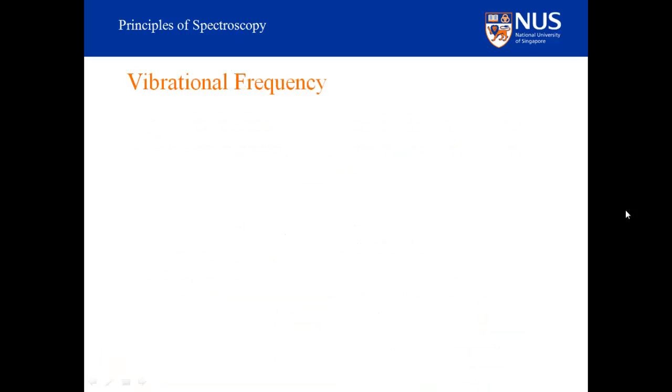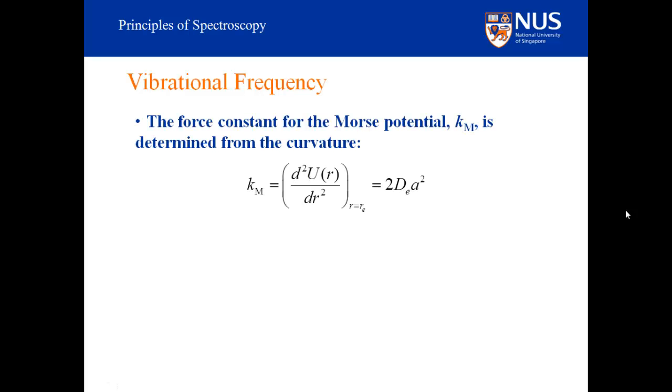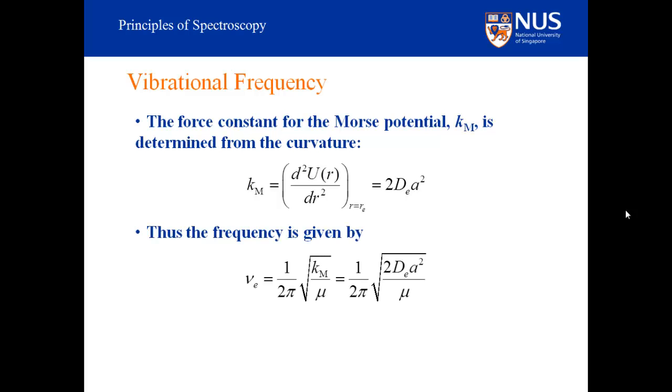Let's have a look at vibrational frequency then. We can determine a force constant for the Morse potential simply by taking the second order differential of our function. So if you differentiate it twice and calculate it when the bond length is equal to Re, this is the value that you will come up with. We can substitute this into our expression for vibrational frequency. So the vibrational frequency will look like this. Nu e is equal to 1 upon 2 pi times the square root of 2 times the dissociation energy from the equilibrium position times our A parameter squared all over the reduced mass.